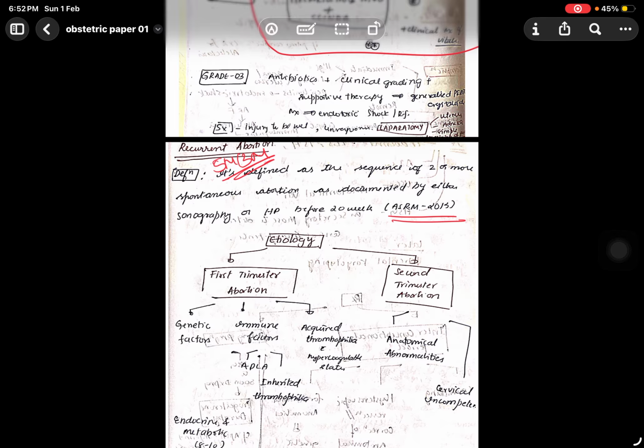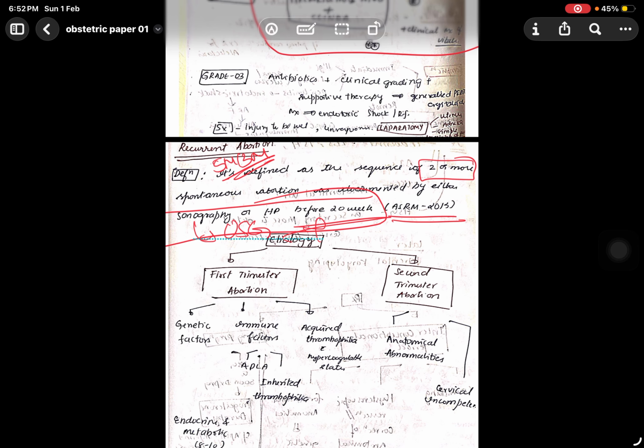Okay, so I have just mentioned what is there in the book. So basically, you need to have... I'll just mention the important things. Two or more spontaneous abortions documented by either ultrasound, sonography, or histopathological examination.